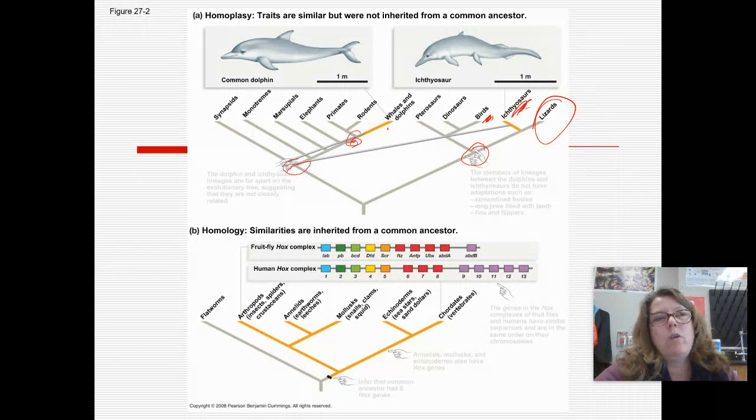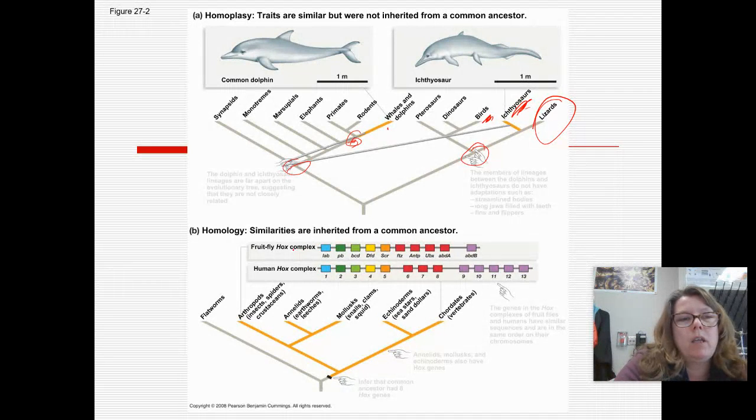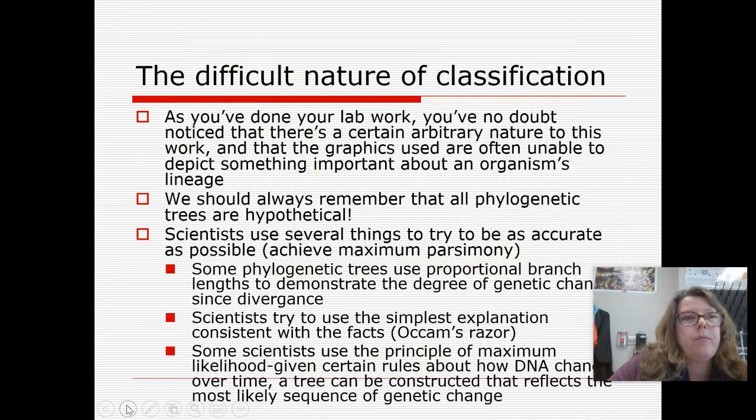Okay, so that's analogous. Even though they look very similar to one another, that's due to convergent evolution because they both live in aquatic environments. So certain physical traits are just advantageous in that environment, and that's why they look alike. It doesn't have to do with any common ancestry. At the bottom, you can see where there's common ancestry because you can compare these particular genes, the human and the fruit fly genes, to see that there is some common ancestry there.